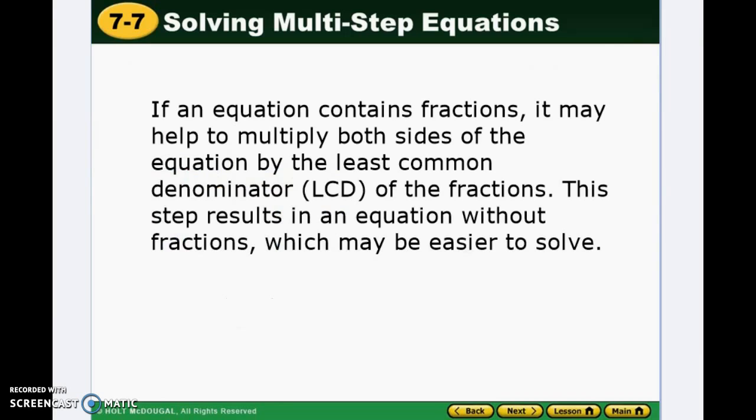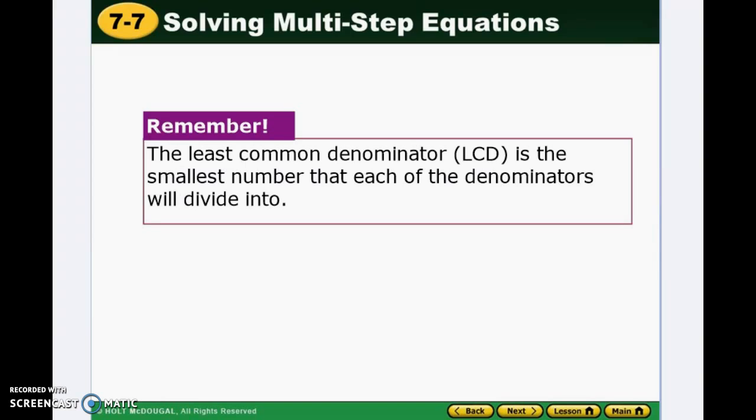Alright, so now we are going to be dealing with fractions. We know how much you guys love them. Again, we are going to use the same technique that we learned when we did two-step equations, by multiplying by the LCD to get rid of the fraction. Remember that the LCD is the least common denominator.